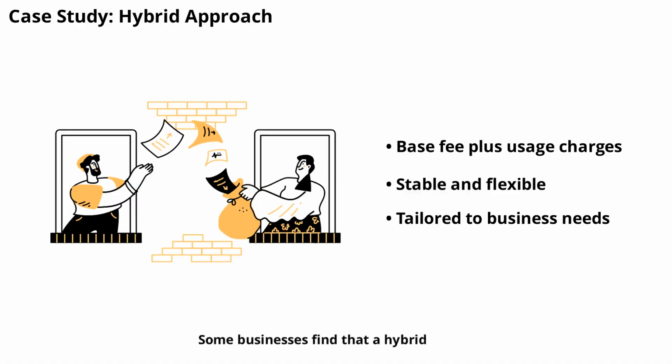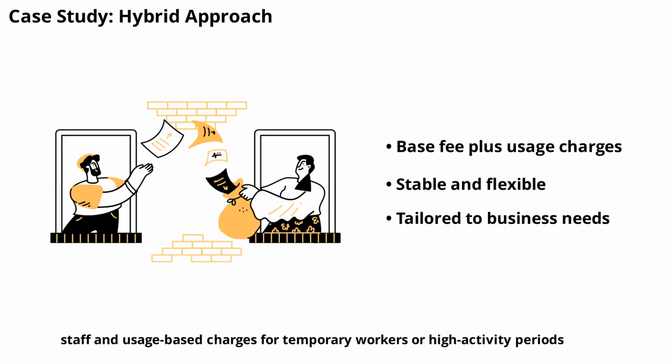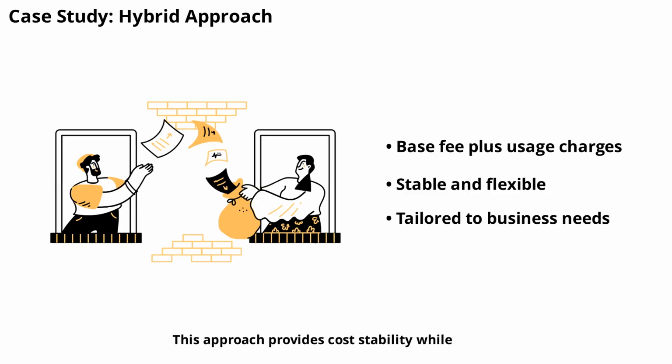Some businesses find that a hybrid pricing model offers the best balance. For example, a warehouse might pay a base fee for core staff and usage-based charges for temporary workers or high-activity periods. This approach provides cost stability while allowing for flexibility during busy times. Hybrid models can be tailored to fit unique operational needs.